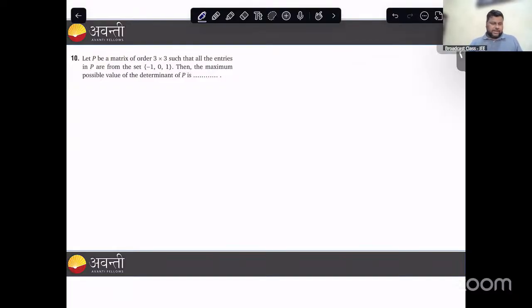Let P be a matrix of order 3. Maximum possible value of the determinant of P is. See, now there's no method actually to solve this question. And you just keep trying different ways.